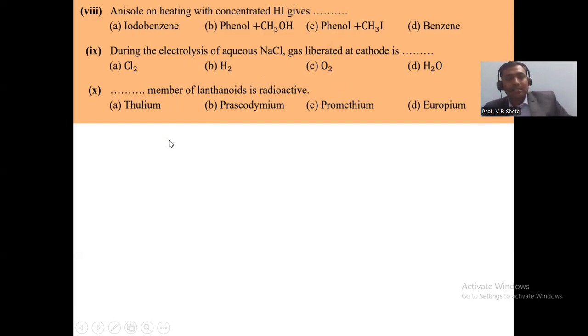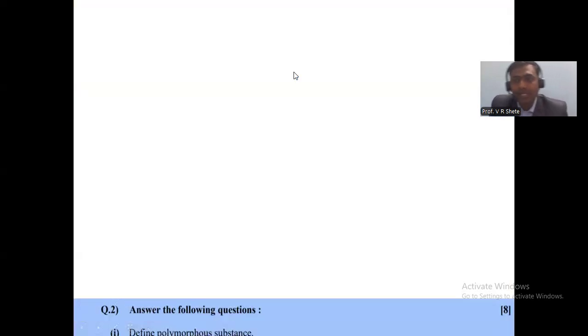Next question, the last 10th number MCQ. Dash dash member of lanthanide is radioactive. So promethium is a radioactive element. We'll be moving to the second question.